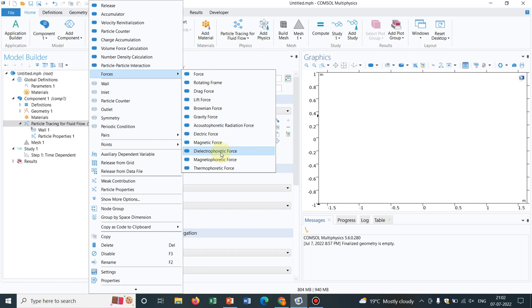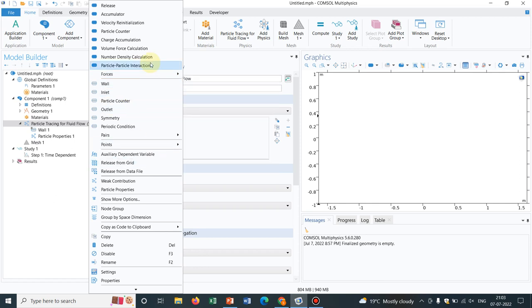You can just look into the blog, and this is very useful for learning dielectrophoretic separation using the Particle Tracing for Fluid Flow module. You have magnetophoretic force, you have thermophoretic force. So all the forces which are relevant to your research problems are available here, and you can do actually wonders with this particle flow module.